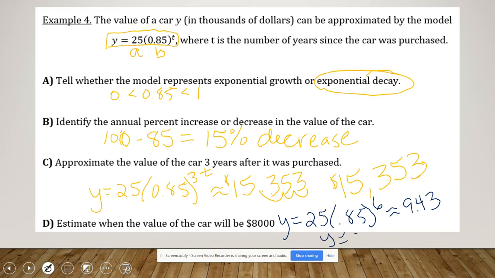So let's go to 7 years. 25 times 0.85 to the 7th. And when I do that in my calculator, I get 8.01, which is about $8,010. That's pretty much exactly what we want. So about 7 years. Again, we're estimating, so that's as close as we can get.